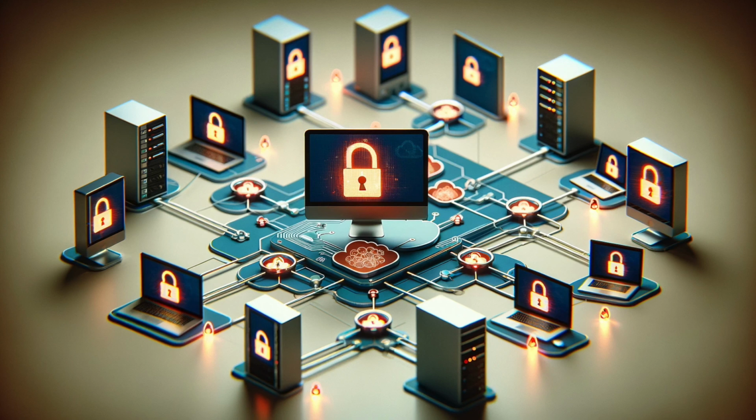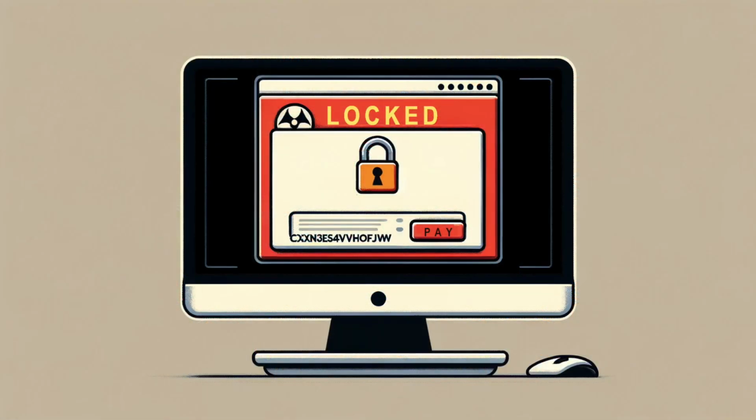The ransomware encrypts files using robust cryptographic algorithms, locking users and organizations out of their own data. Following encryption, it typically displays a ransom note, demanding payment in cryptocurrency for the decryption key, a key that is unique and nearly impossible to guess, ensuring that the attackers hold all the power.